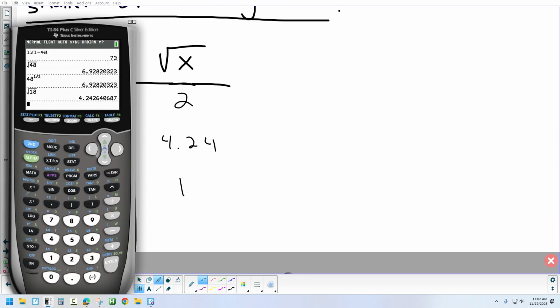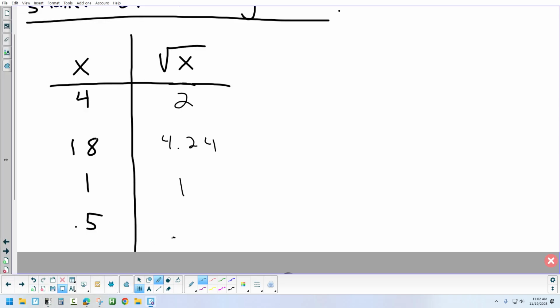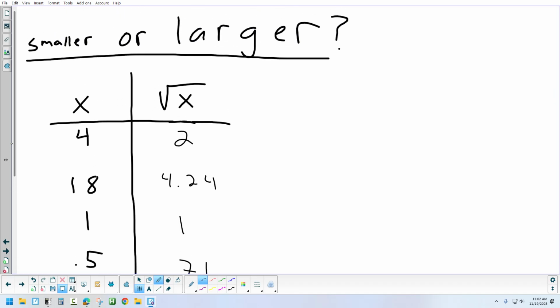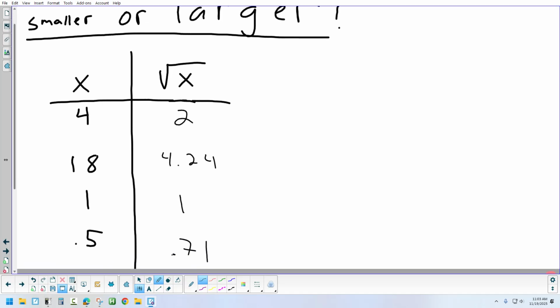Well, let's try something else. Let's take the square root of 0.5. Square root of 0.5, 0.71 if we round it. What happened that time? Got bigger. So the answer to the question, when you take a square root, does it get smaller or does it get bigger? Well, it depends. Sometimes it can get smaller, sometimes it can get bigger, sometimes it can stay the same. It can do anything. Depends on the number you started with. Any questions on that?